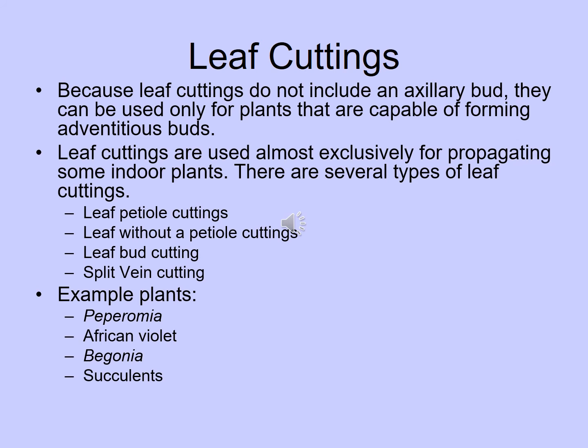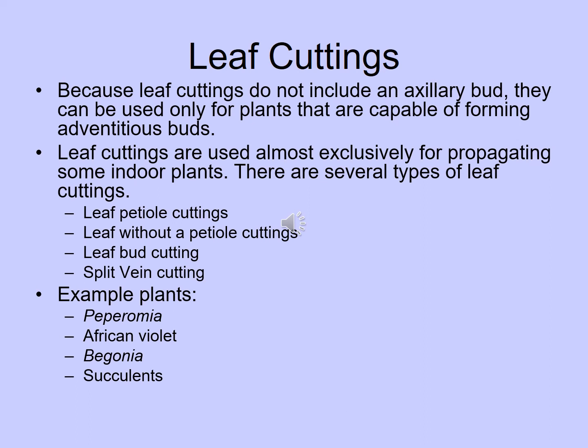Cuttings of leaves is also a possible way to propagate new plants. We talked about that a little bit earlier, but a little more detail on that. Because the leaf cuttings don't include an axillary bud or a node, they can be used only for plants that are capable of forming adventitious buds off of the leaf. Not all plants can be propagated this way.